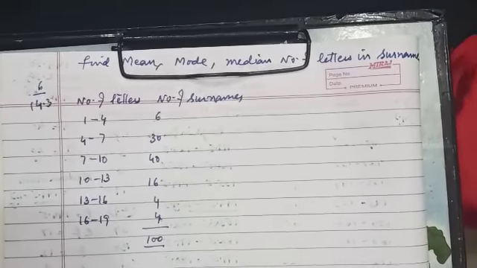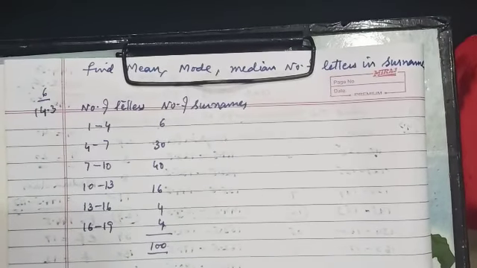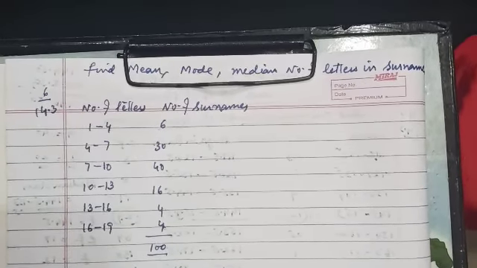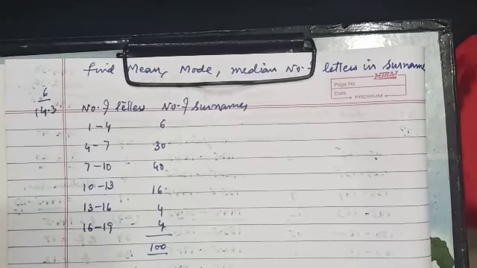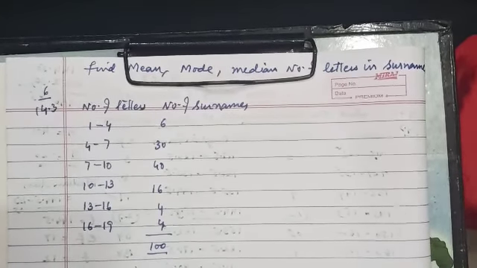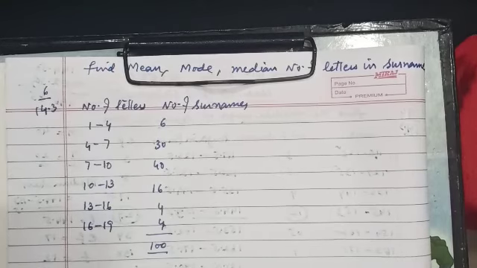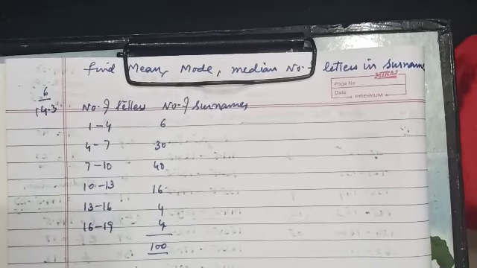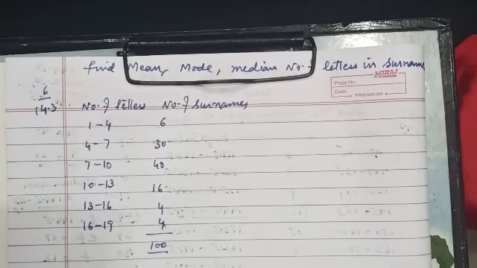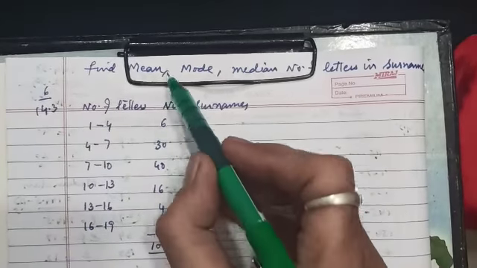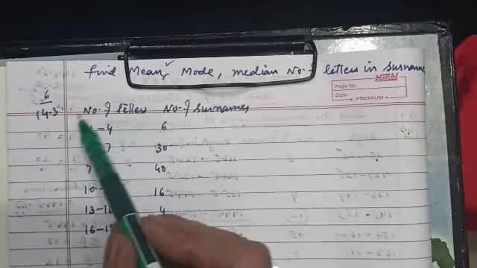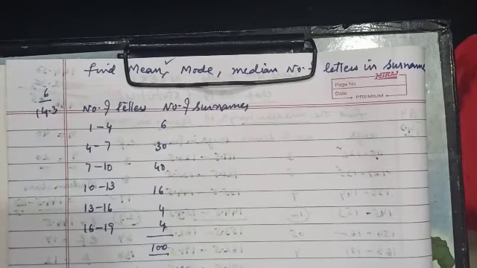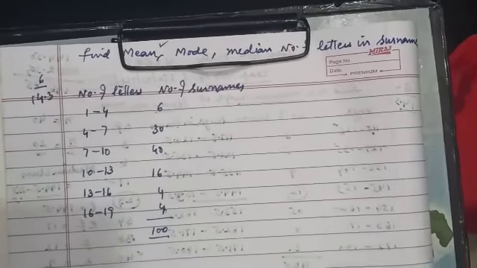Hello students, now we are going to solve question number 6 from exercise 14.3. In this very particular question we have to find the mean, mode and median. हमें तीनों चीज़ें find out करनी है, तो we will try to find one by one. First of all, let us take the mean. Here since the numbers are smaller, so we can use the direct method also.